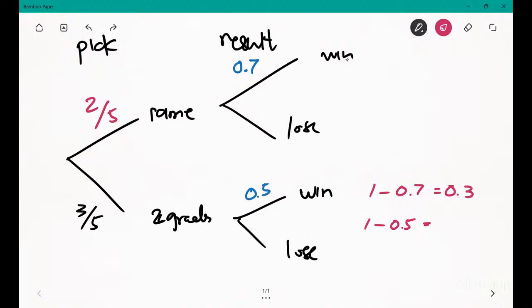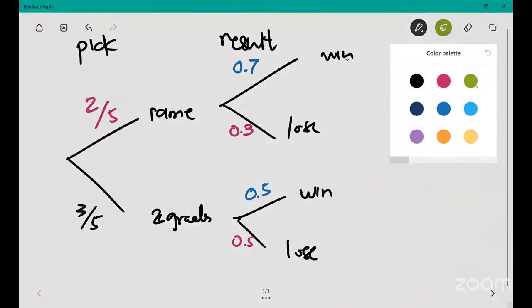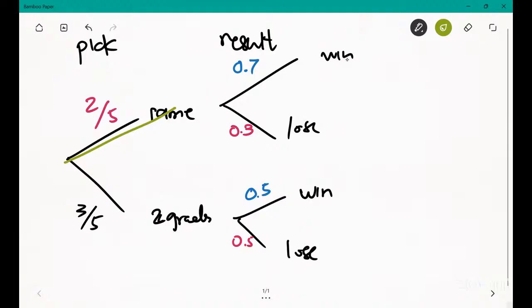So then I'll erase that. Here it's going to be 0.3. Here it's going to be 0.5. Okay, so that's our completed tree diagram. Then they're telling us to find the probability of the two students who are picked winning the competition. So anyone who wins the competition, we're going to find the probability of that. So that's going to be same team winning.